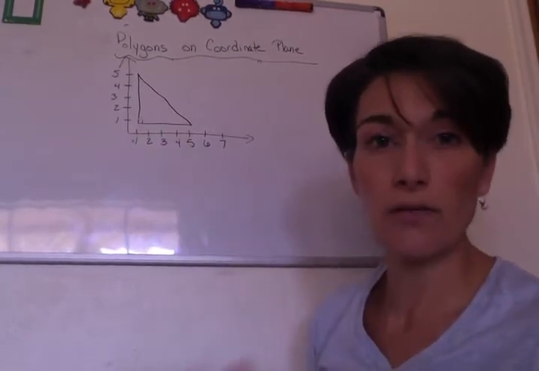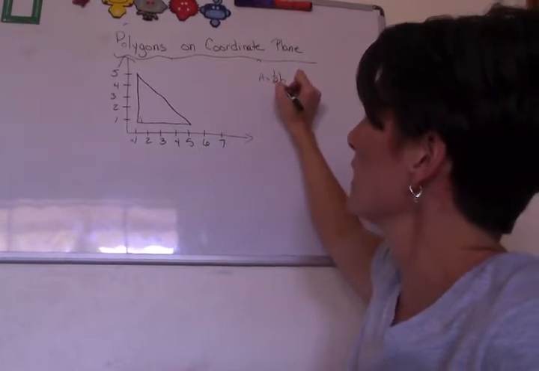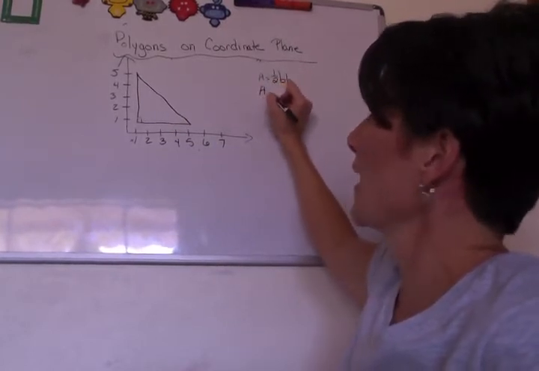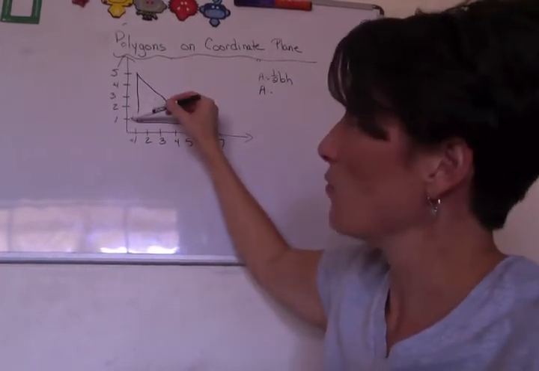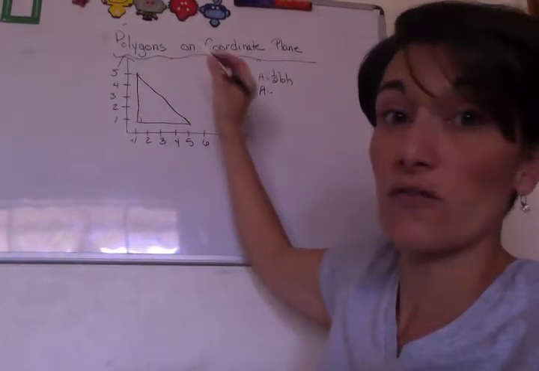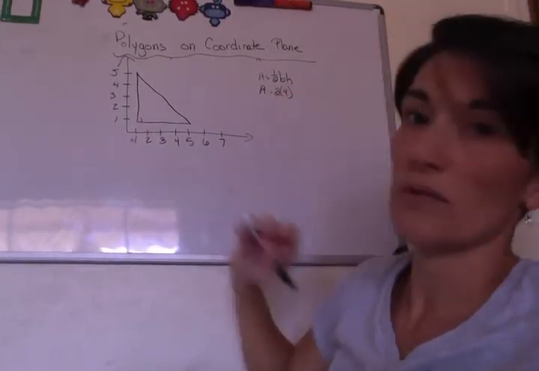I can tell it's a triangle, so I'm going to write down my formula of area equals 1/2 base times height. And now I just got to figure out those numbers. So I know my height is over here. So I'm going to see from 1 to 5, there's 4 in between. So it's 1/2, 4 times, oops, I did it backwards, but that's okay.